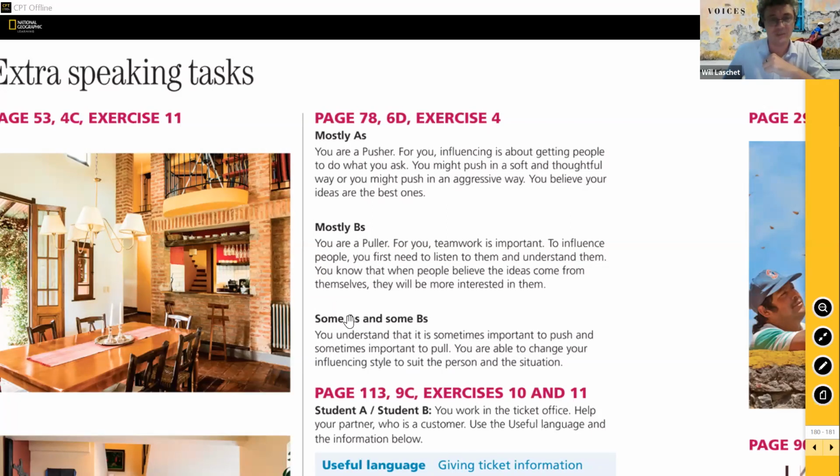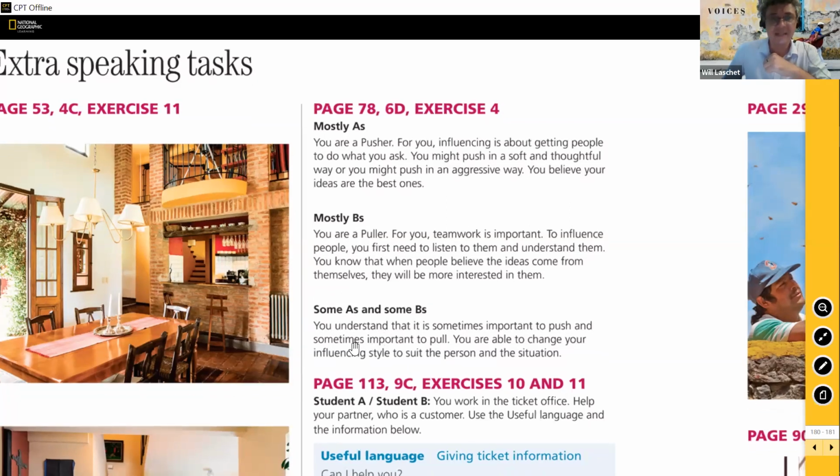And some of you, of course, will have got some A's and some B's. You understand it's sometimes important to push and sometimes important to pull. You are able to change your influencing style to suit the person and the situation.